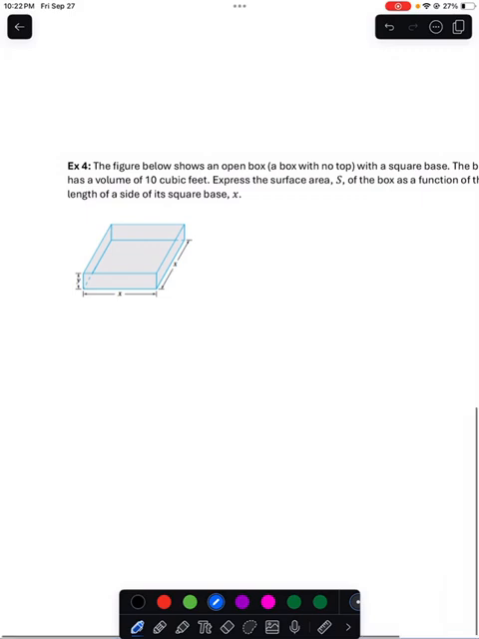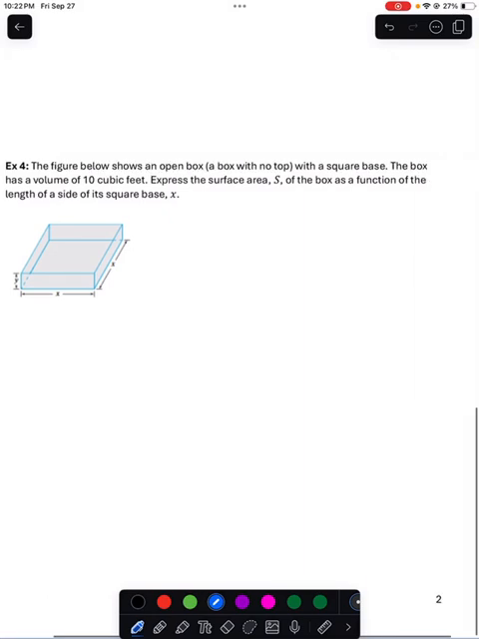This one says the figure shows an open box. So this is the open box, remember I mentioned earlier, with a square base. So again, the base is square and they have already drawn the picture for you. You can see that this side is x and this is x. Although they don't look equal, since it has been written here that this is x and this is x, we are going to take them equal. And the height is this one here, denoted by y.